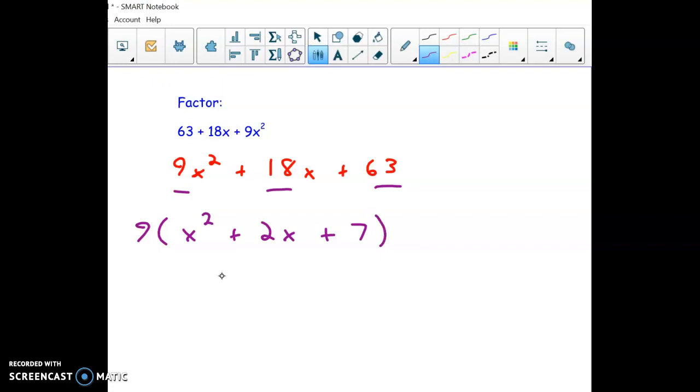Right, and then later we'll learn this trinomial might factor further. But for now, we'll just leave it like that and say that's good. And in fact, I don't think it does factor, so we would technically be done on this one.